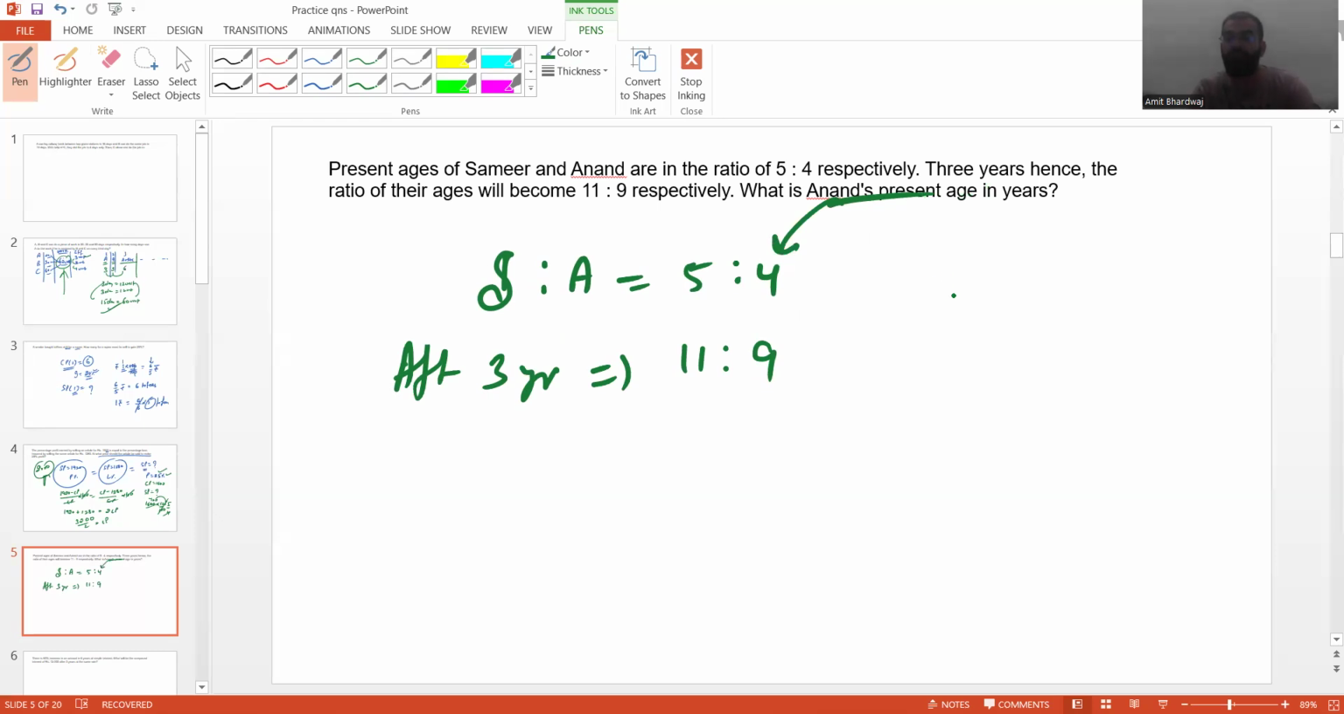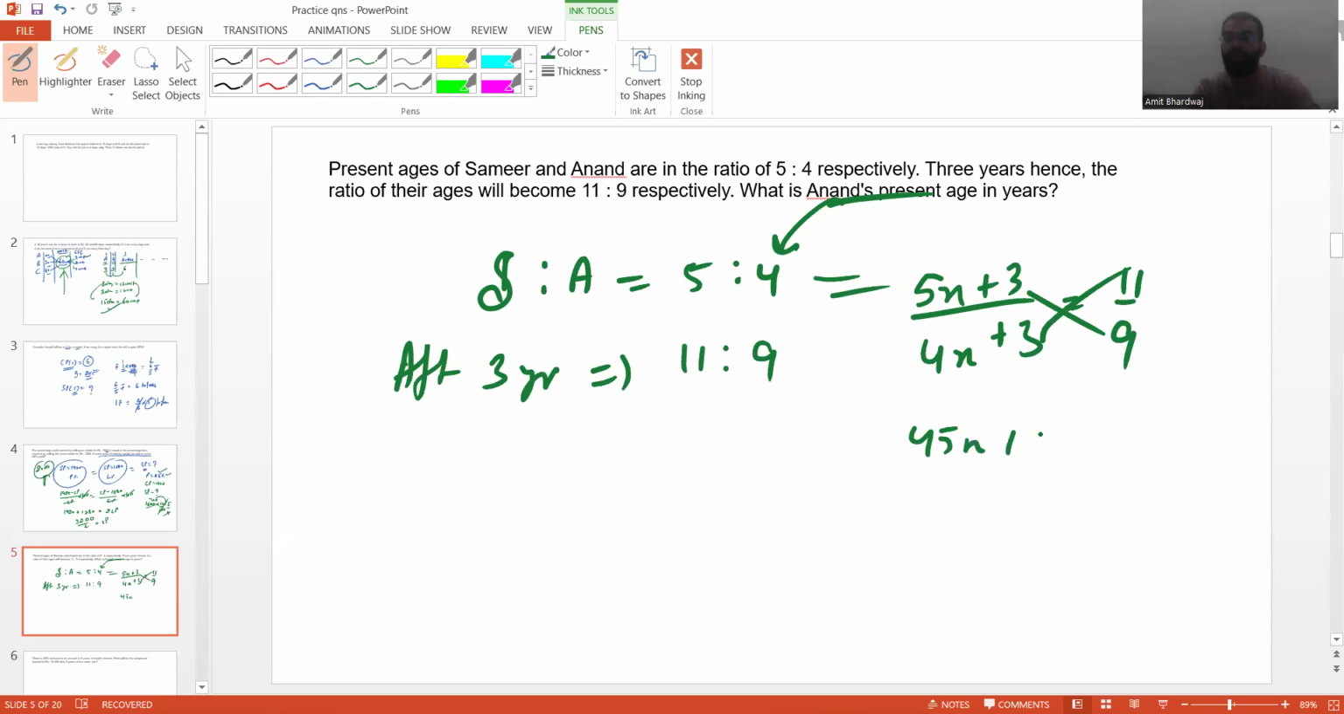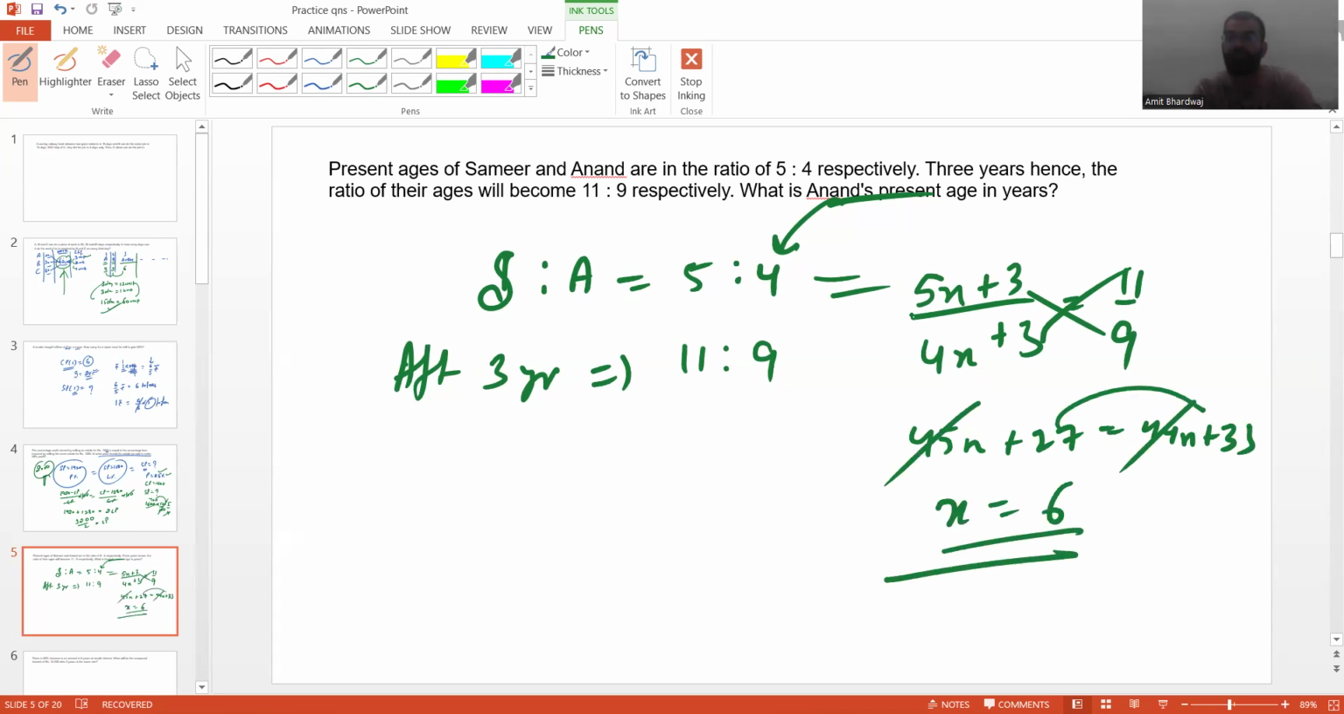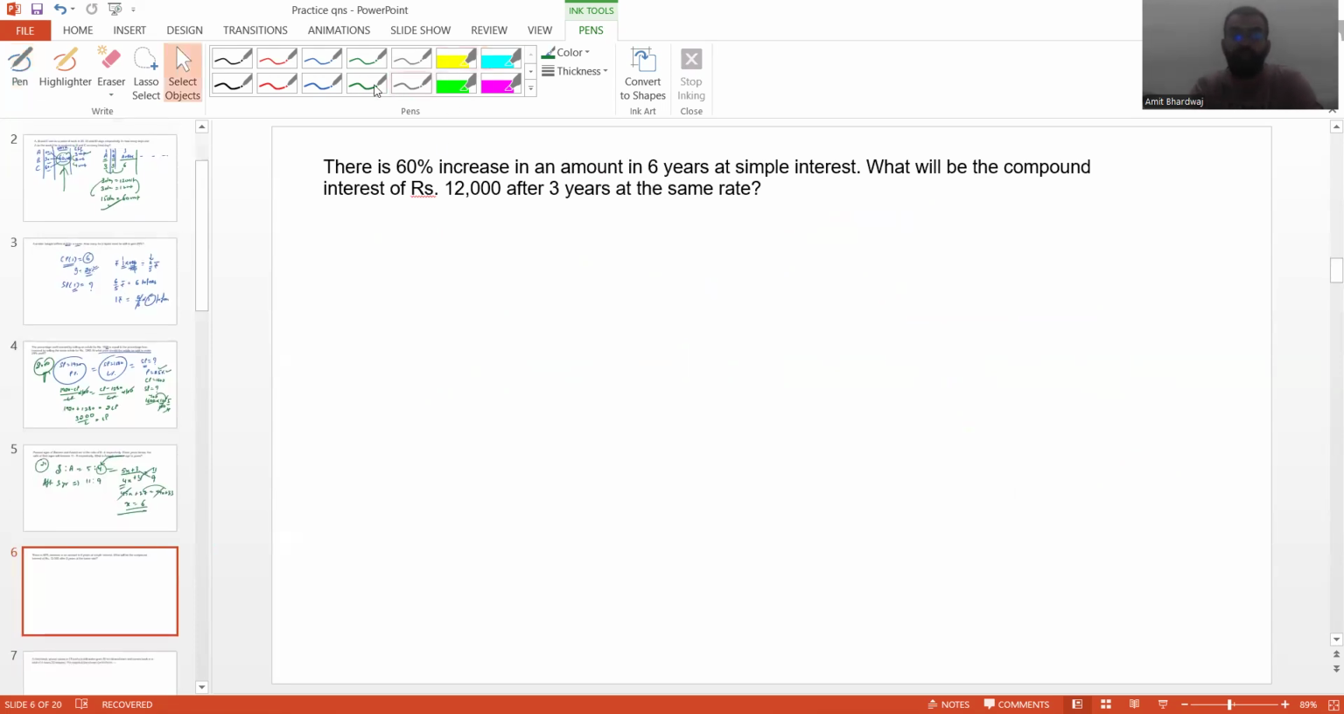So what you will do? Simple. Let's say right now it is 5x, 4x. If you add 3 here, 3 here, this ratio will become 11 by 9. Cross multiply: 9 by 45x, 9 3 27, 11 4 48, 11 3 33. So this x, 33 minus 27 will be 6. So x value is 6. So definitely this is 4 into 6, 24. Your answer will be 24, right? Okay, this is the answer. We have next question.